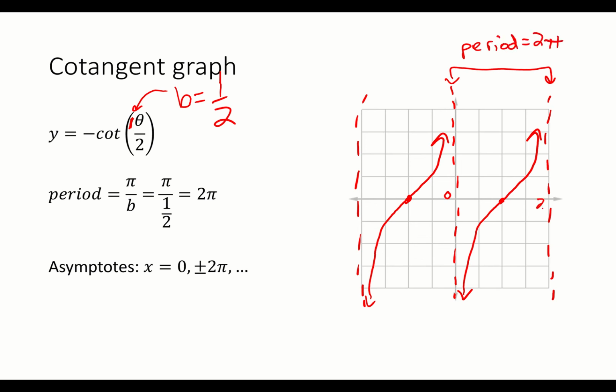So that means one asymptote is at 2 pi. I've got that original asymptote at 0, and the other asymptote's at negative 2 pi. So when I go to list out my asymptotes, the equations will be x equals 0. Got that one asymptote right in the middle of the graph there. And then x equals plus or minus 2 pi. And again, you can keep the graph going, and you get asymptotes at plus or minus 4 pi, plus or minus 6 pi, plus or minus 8 pi, et cetera. But you just have to draw one or two cycles, which will suffice for drawing the graph.